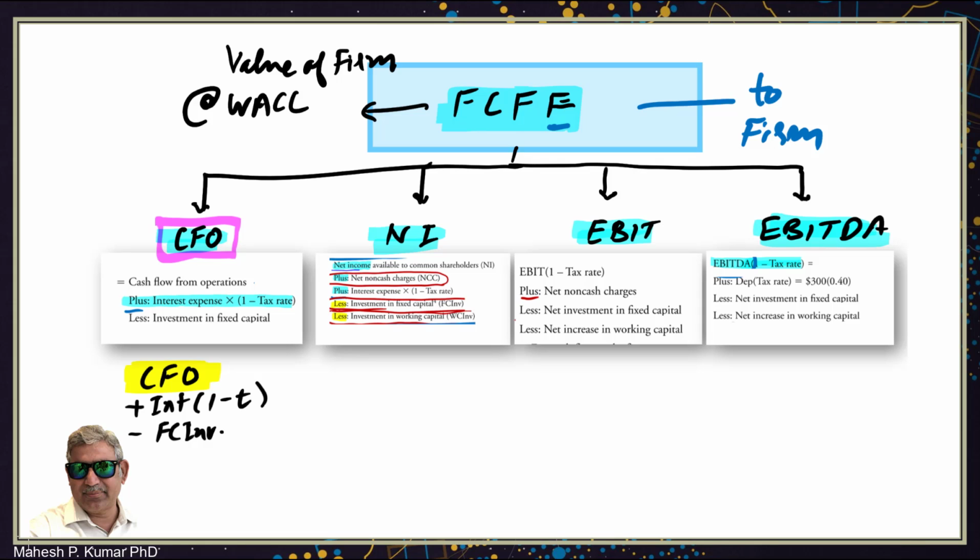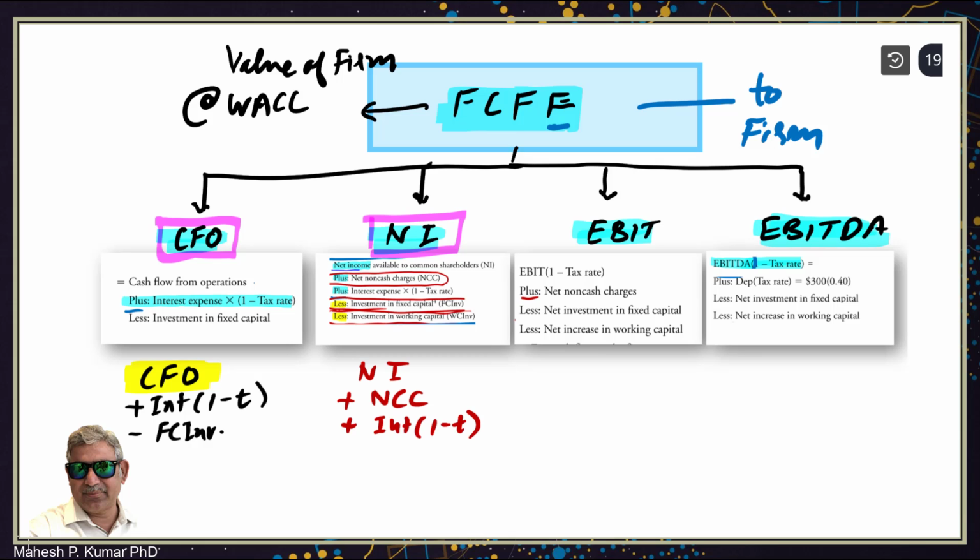But sometimes we are provided with net income, and in that case we have to start with the net income and then do the calculations. Net income available to shareholders would be the starting point. We will add to that net non-cash charges. Mostly non-cash charges is depreciation, because this has reduced the net income, but it does not result in any sort of cash outflow. So it is added back. Moreover, we add back interest multiplied by 1 minus tax rate.